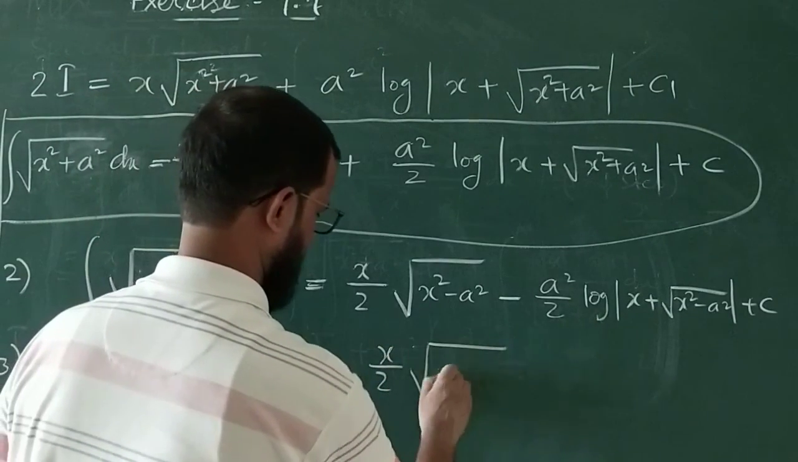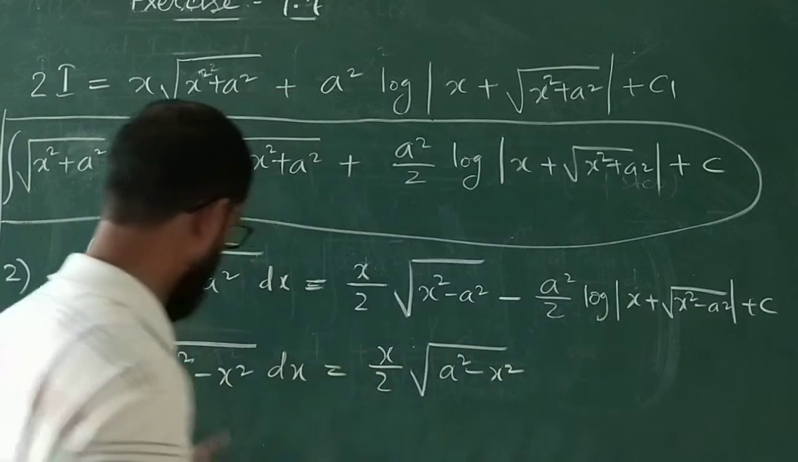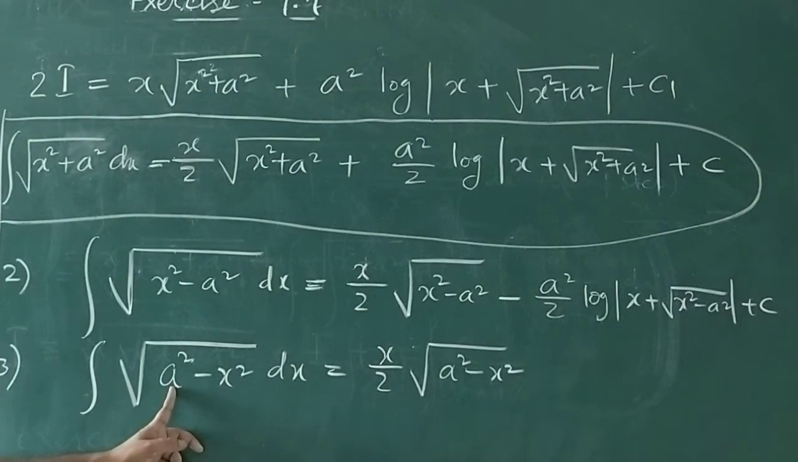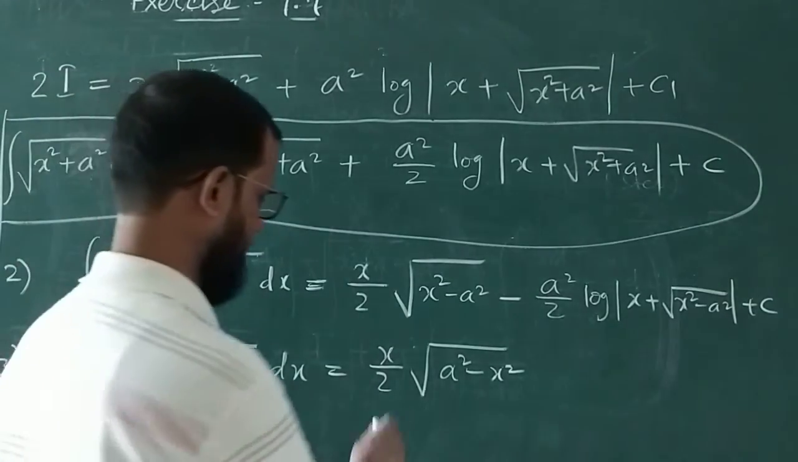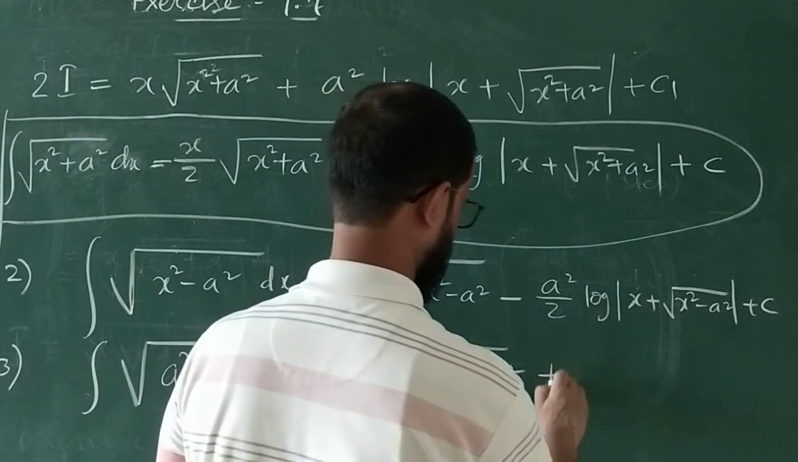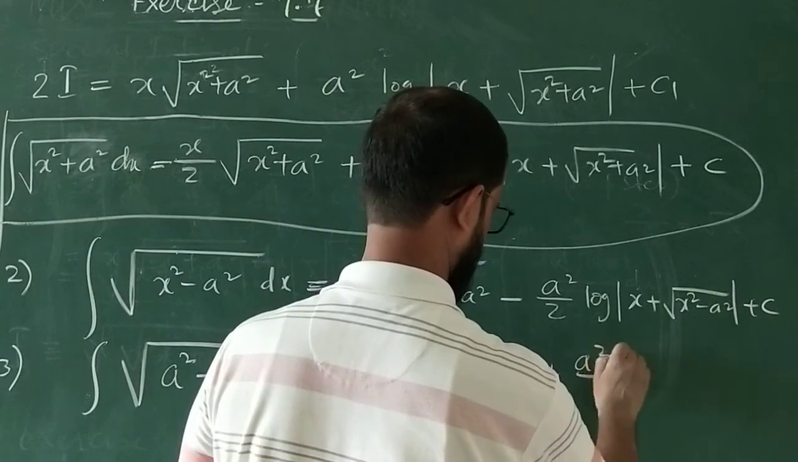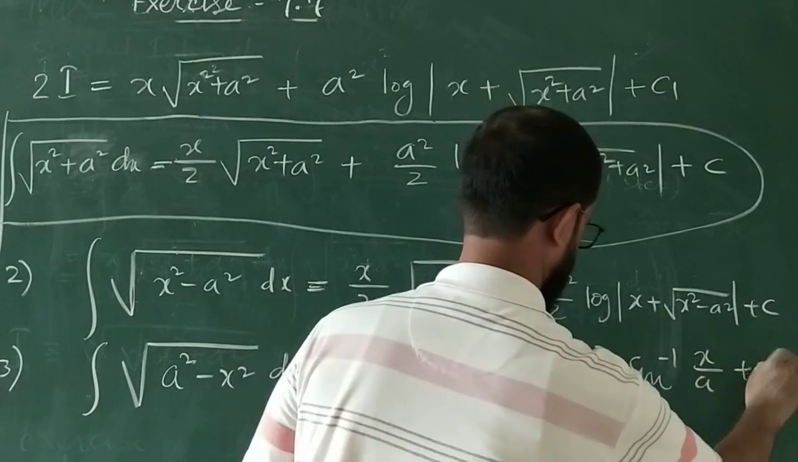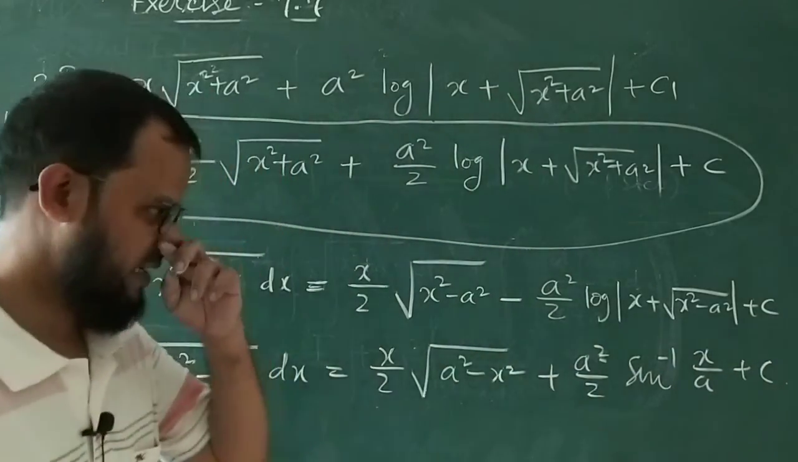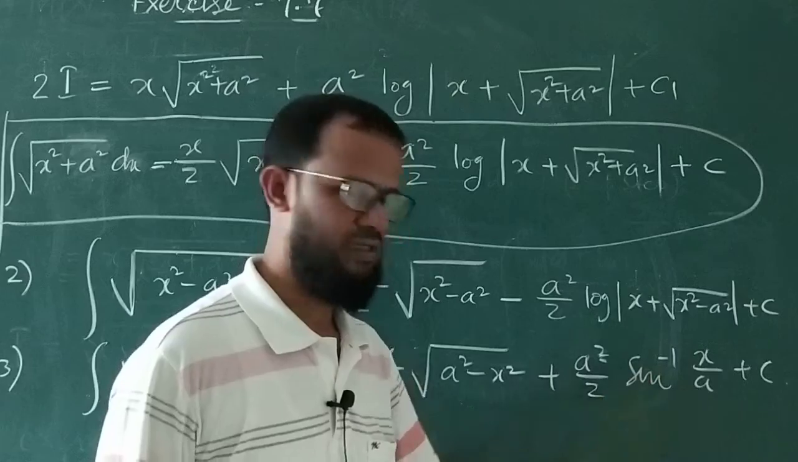x by 2 into root over a square minus x square. Okay, here the constant comes first, it starts with a constant a square and ends with the variable. So x by 2 into root over a square minus x square plus a square by 2 into sine inverse x by a. So the difference is that this particular log is replaced by sine inverse x by a.